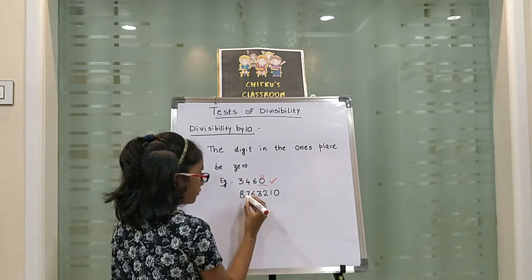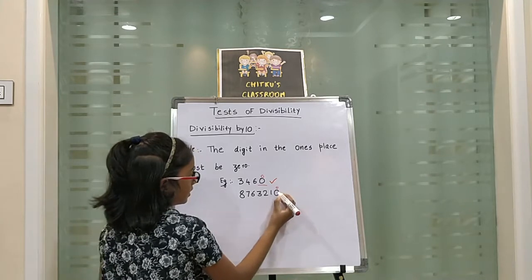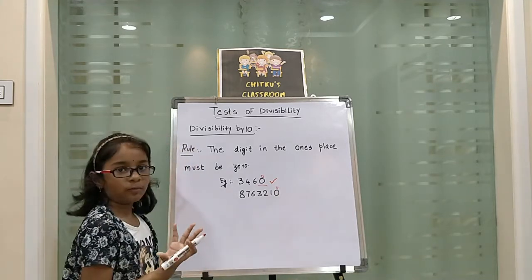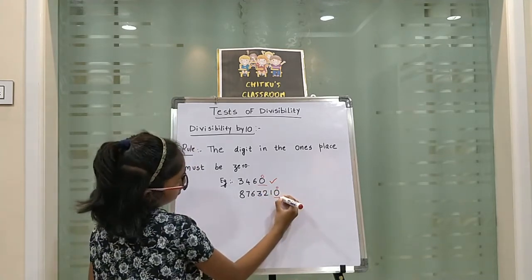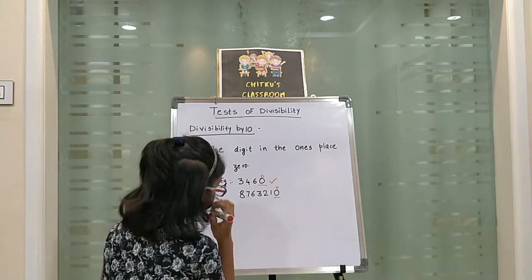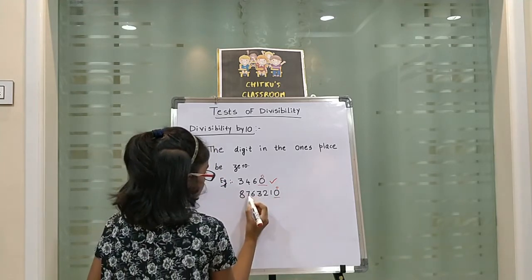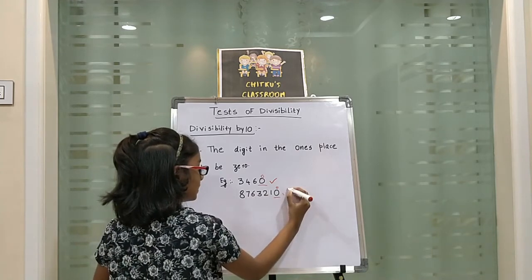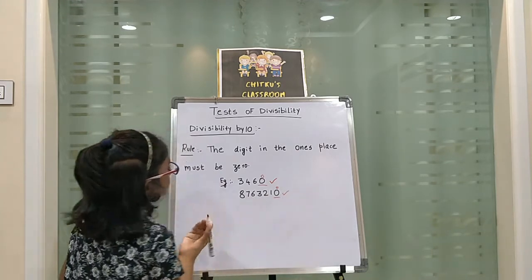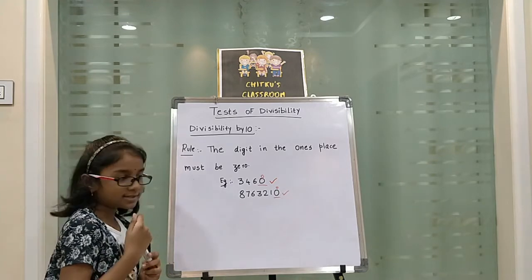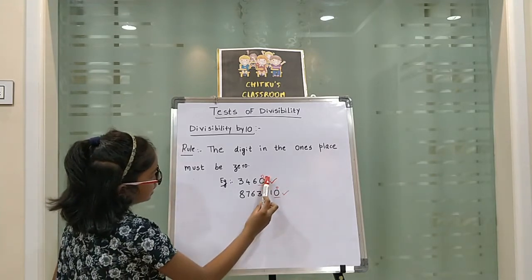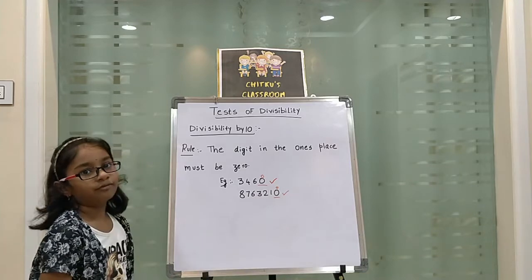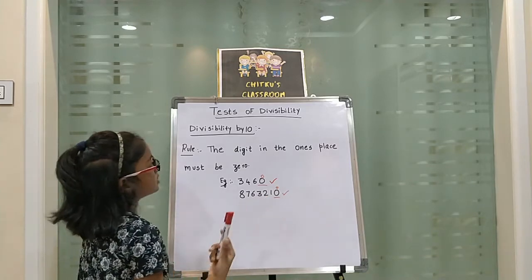Okay. So now this is the ones place. In the ones place, is there 0? Yes, there is 0 in the ones place. So that means 87,63,210 is divisible by 10. So that's very simple. We should just see if the last digit is 0, and if it's 0, that is divisible by 10.